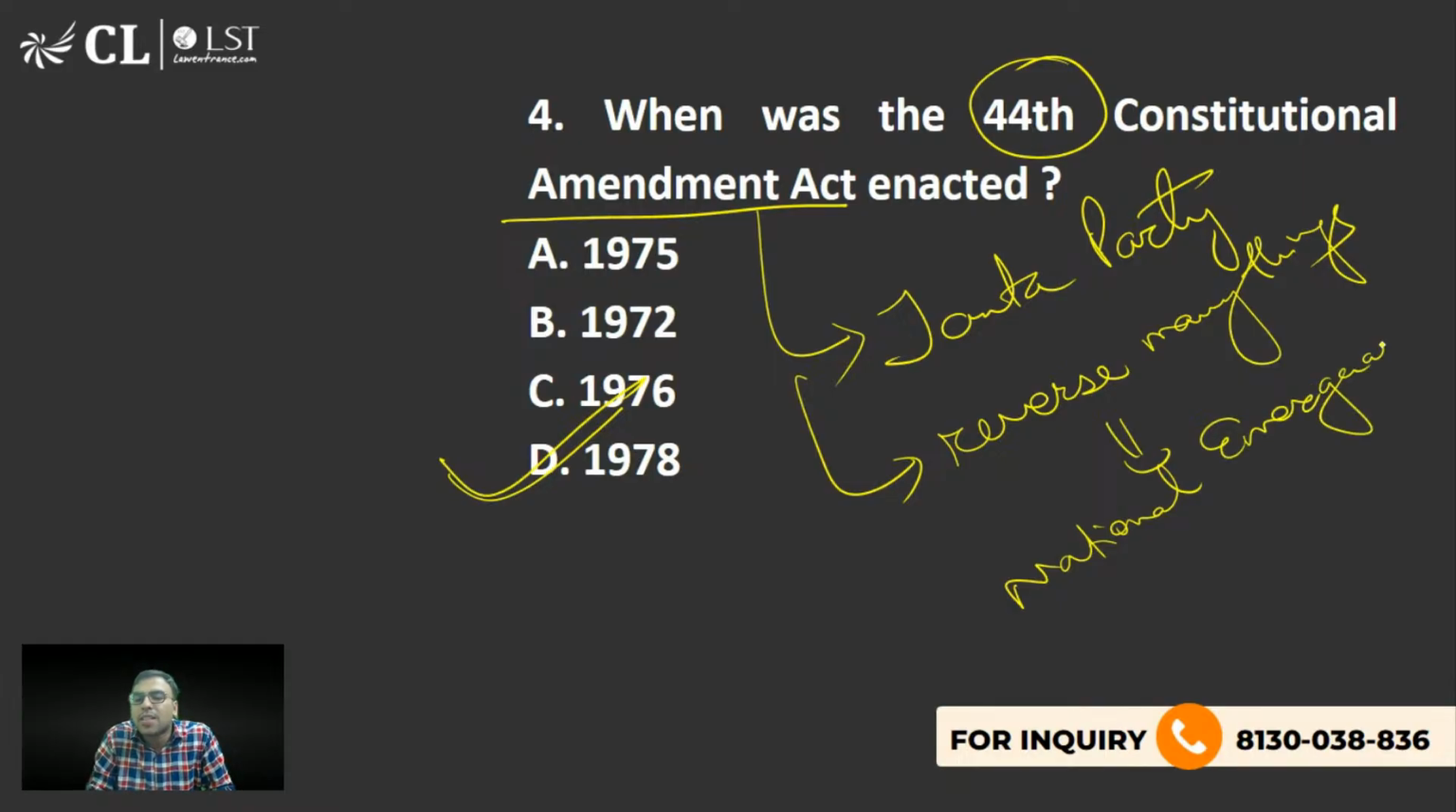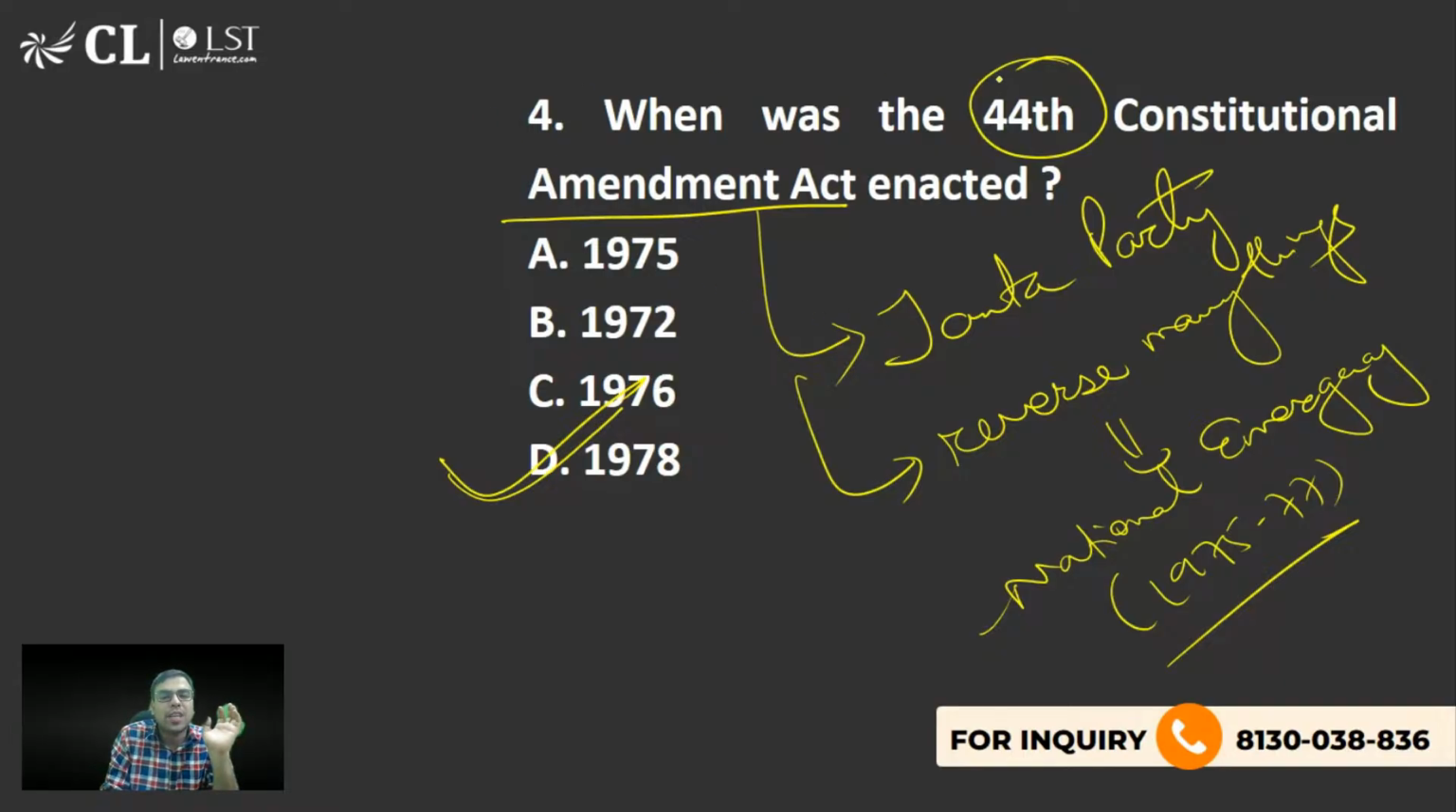So national emergency was invoked by Indira Gandhi ji in 1975. You should be knowing that national emergency is invoked by the president, but for all practical purposes, the decision was taken by the prime minister. Okay. So basically, the 44th Amendment also did one thing regarding right to property. So what is the status of right to property now?